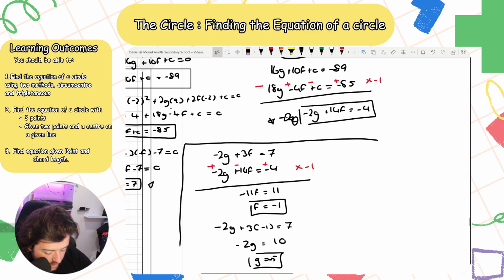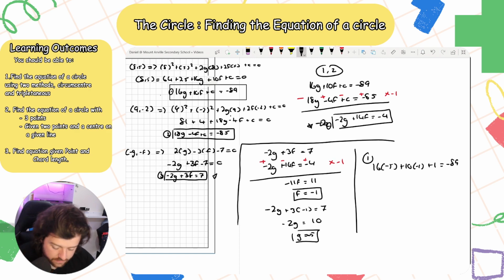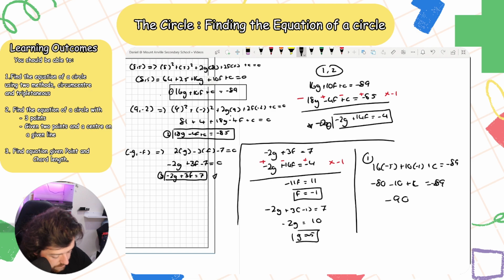Then I sub it into one of my original equations to find c. So I'm going to sub it into equation 1. 16 times -5 plus 10 times -1 plus c is equal to -89. I was getting ahead of myself. -80 minus 10 plus c is equal to -89. So -90 plus c is equal to -89. c is going to be equal to 1.